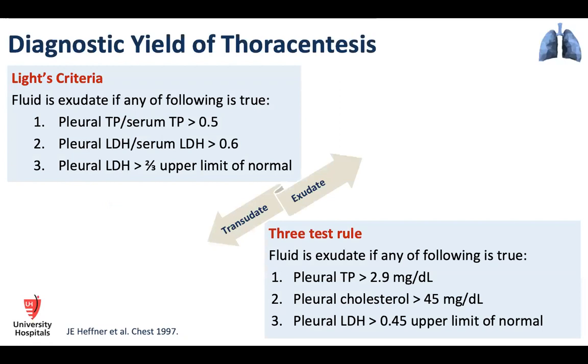The age-old criteria, Light's criteria, are still valid, but in programs where we have a large volume, it becomes cumbersome to send serum labs at the same time. You're well aware of the Light's criteria. I'm not going to go over them again, but the one that we truly follow is the 3-test rule, which comes from the Heffner paper in 1997, where you need 3 labs on pleural fluid. You need total pleural fluid protein, then pleural fluid cholesterol, and pleural fluid LDH.